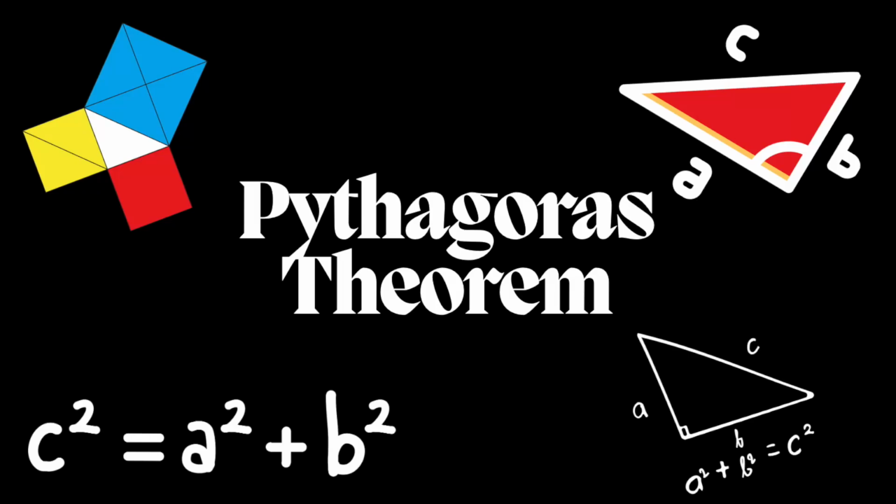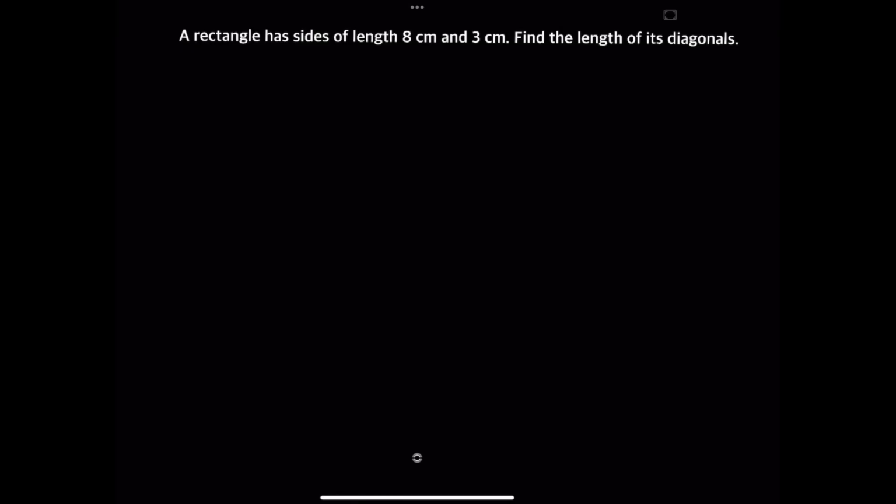In today's video, I'm going to go over 3 Pythagoras theorem questions. So let's see our question here. A rectangle has sides of lengths 8 centimeters and 3 centimeters. Find the length of its diagonal. So we can visualize this by drawing the actual rectangle itself.